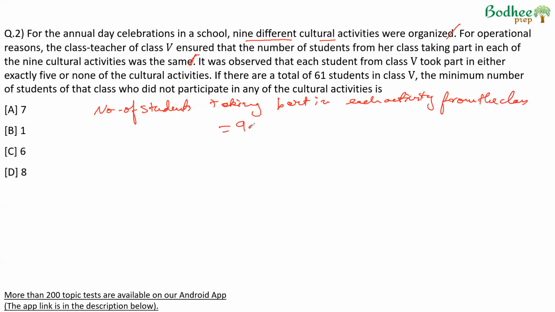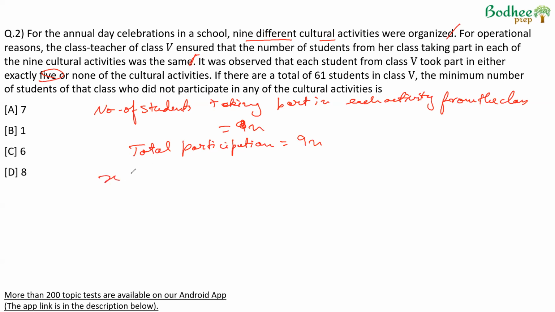There are 9 activities, so 9n. Sorry, it is n. There are 9 activities, so the total points of participation will be 9n. Also, each student who's taking part took part in 5 activities.